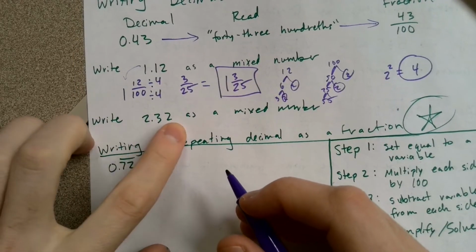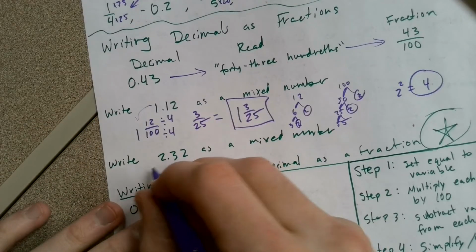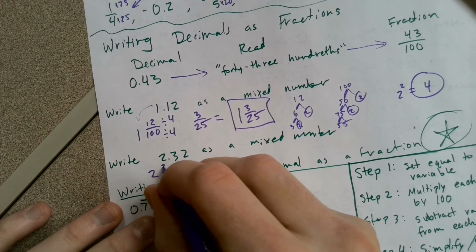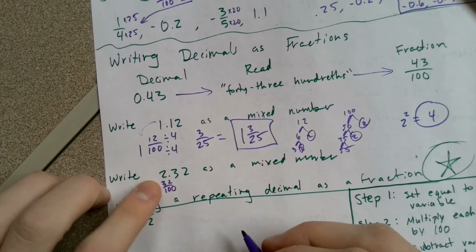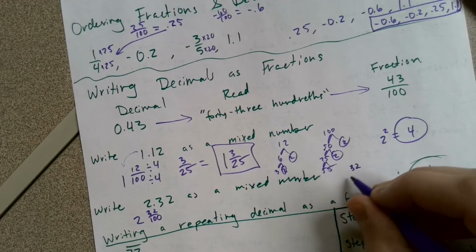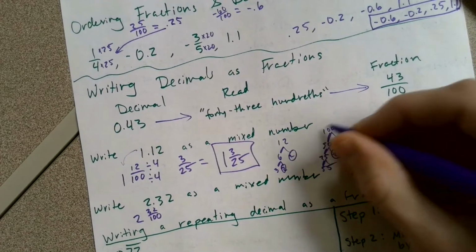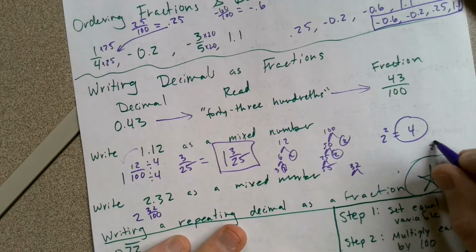2 and 32 hundredths. That's how I'd say that out loud. I'm going to put that right into a fraction. 2 and 32 100ths. Easy. Last step, we just got to simplify this. We're going to do our prime factorizations again. I already have mine for 100 right here. I know it's going to be 2 squared times 5 squared.